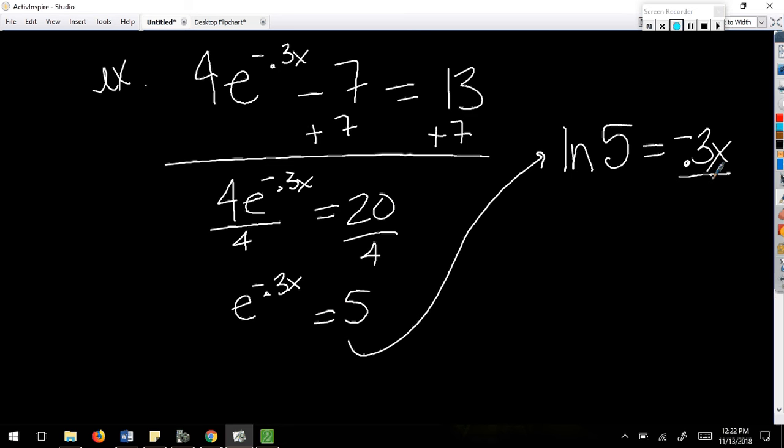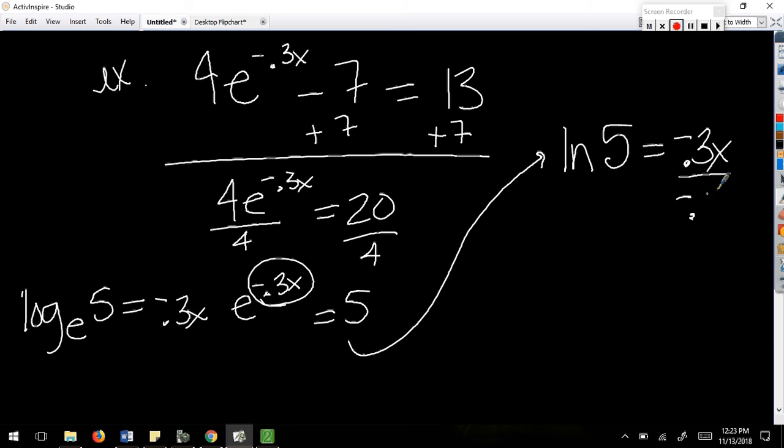All right, so this is coming back to changing forms. Remember, logs always equal exponents. So it's going to be log, the base is e, of 5 equals whatever that exponent is, and I just changed log base e to ln. Y'all with me? It seems like we're struggling with changing forms more than anything else. Okay, I'm going to divide by negative 0.3.